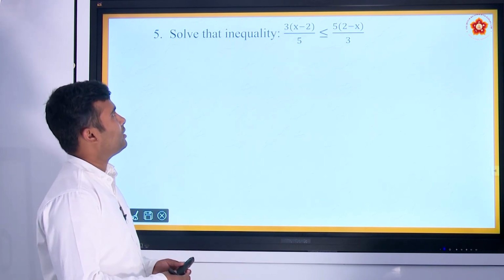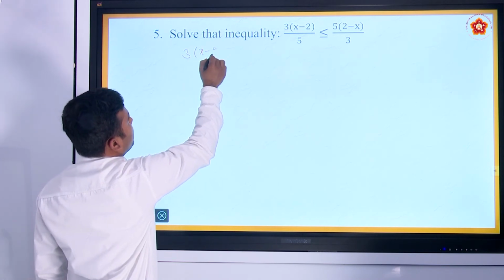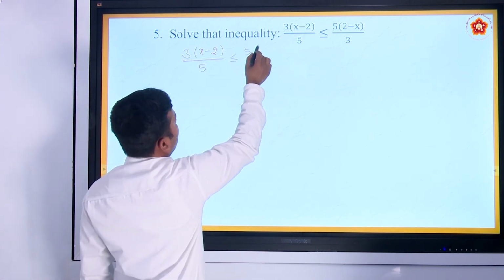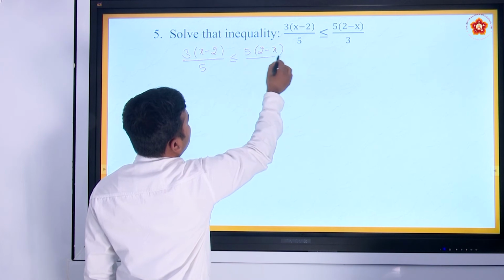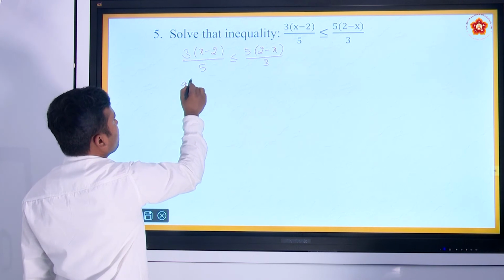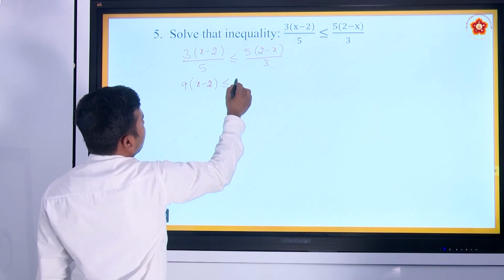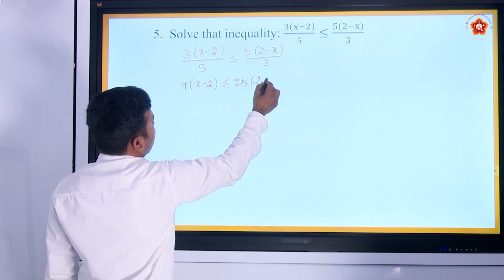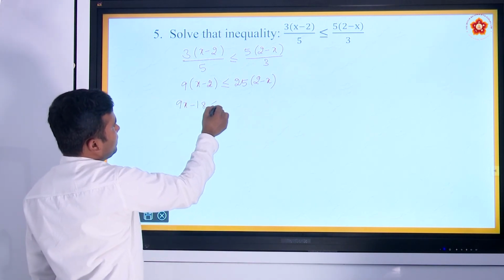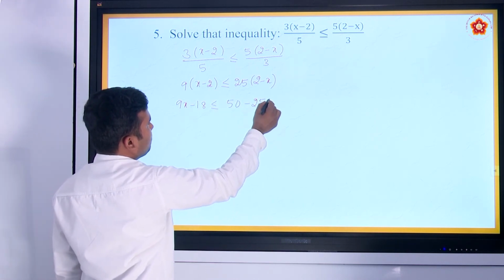Solve the inequality. The given inequality here is 3 into x minus 2 divided by 5 less than or equal to 5 into 2 minus x divided by 3. Do the cross multiplication. So 3 into 3 becomes 9 times x minus 2 is less than or equal to 5 into 5, which is 25, into 2 minus x. Now simplify. 9x minus 18 is less than or equal to 50 minus 25x.